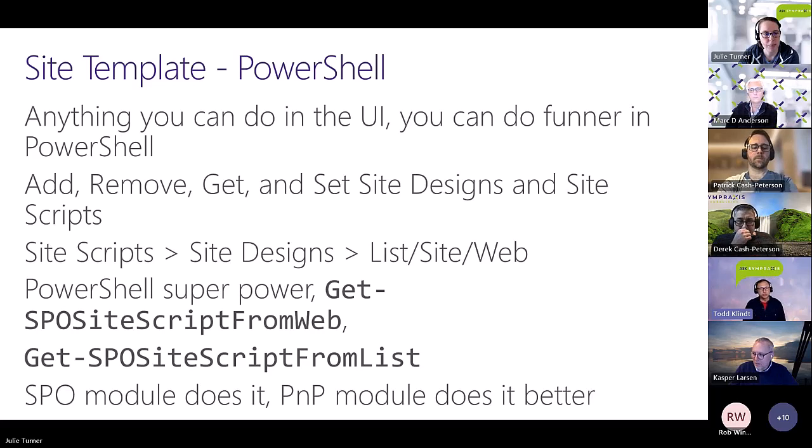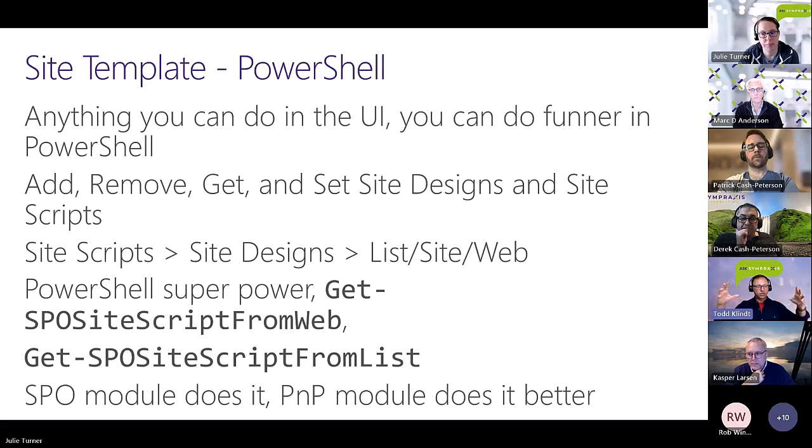One of the superpowers you get from PowerShell is the ability to create the JSON blob for the site script from an existing web or list. So you can go in with the UI, add columns to a list, do all the fun stuff there, or add things to a site, and then you can do the get site script from web and get that JSON blob. And then generally it's got a whole bunch of stuff you don't want in it. So you fire it up in something like VS Code and pull out the stuff you don't want.